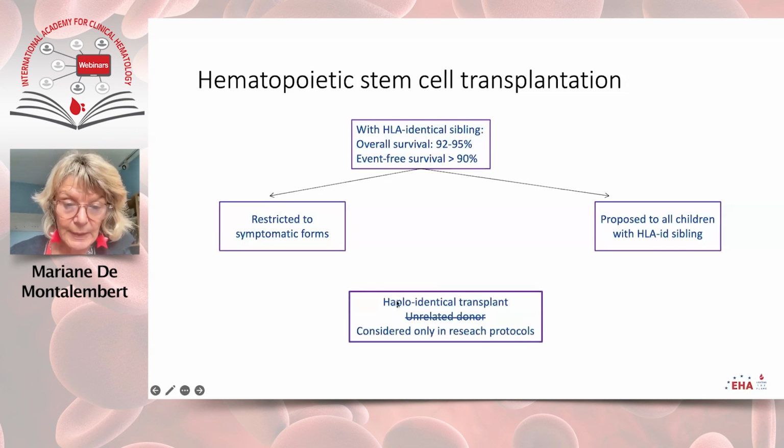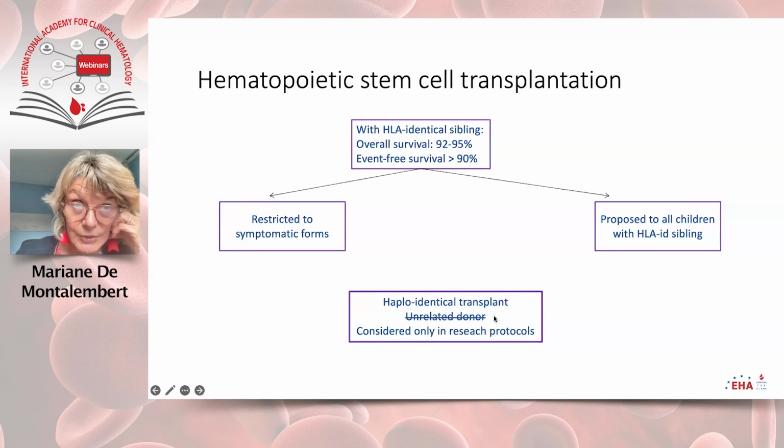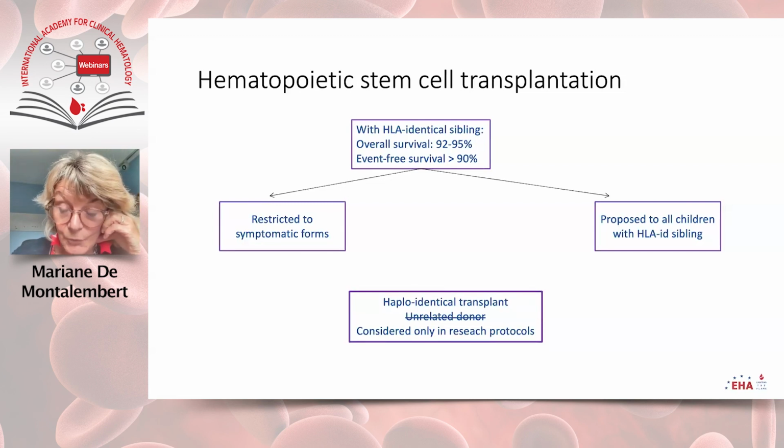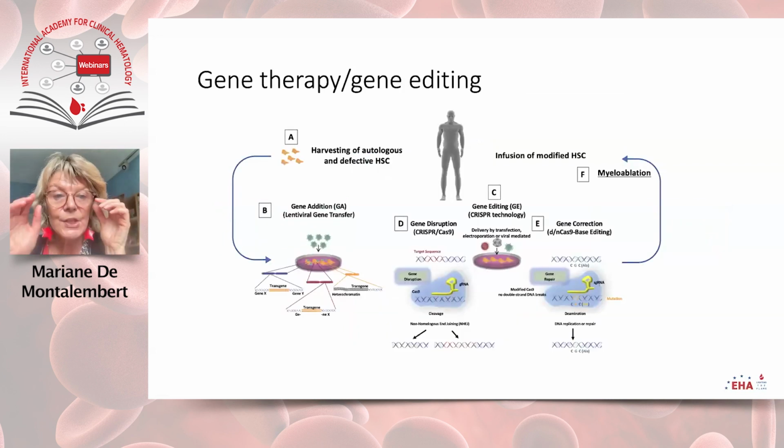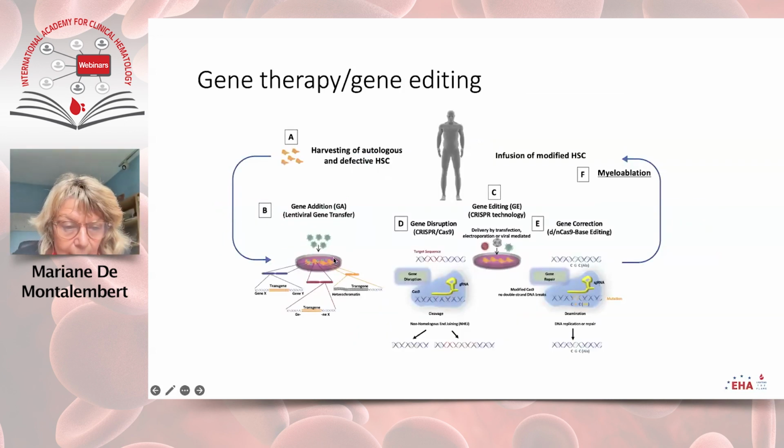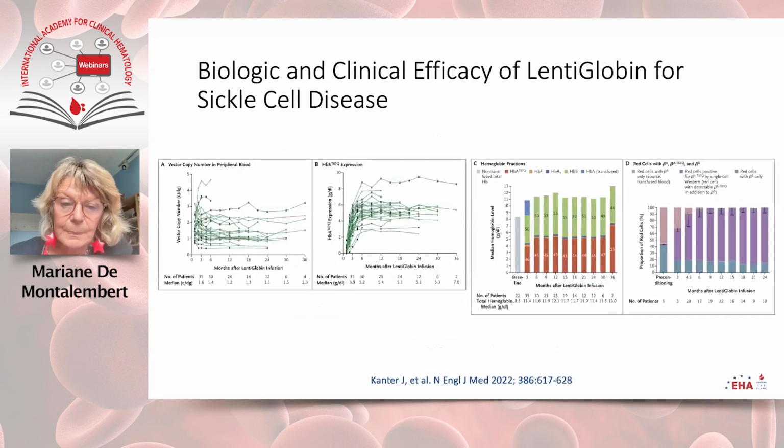There is a discussion on haploidentical transplant, and currently it is mostly considered in research protocols. Unrelated donors are not good donors in sickle cell disease, in opposition to what was observed in thalassemia. Gene therapy, gene editing. You may add an anti-sickling gene, which was the first option taken by Bluebird, or you may edit either factors controlling fetal hemoglobin production or the mutation itself.